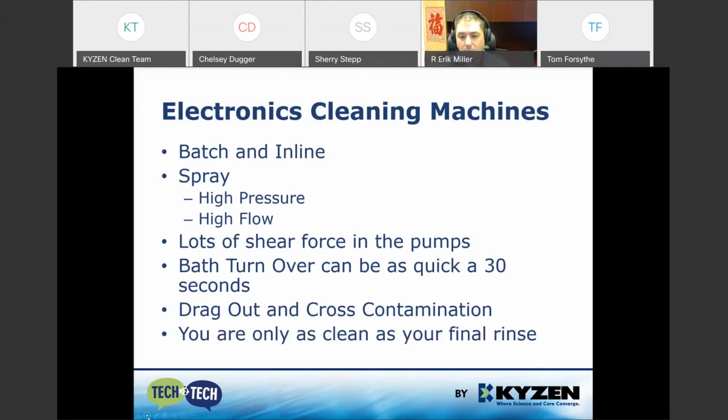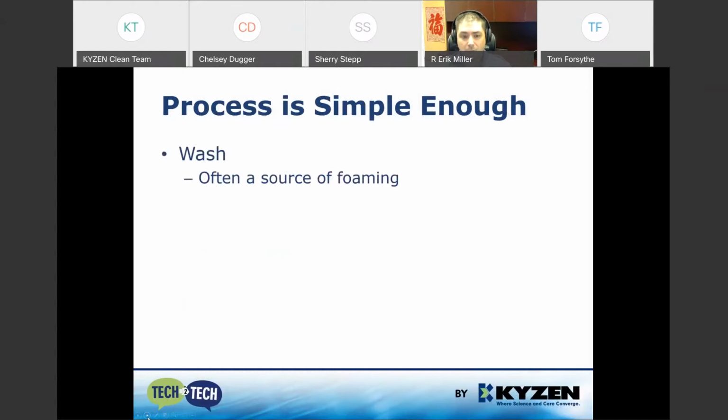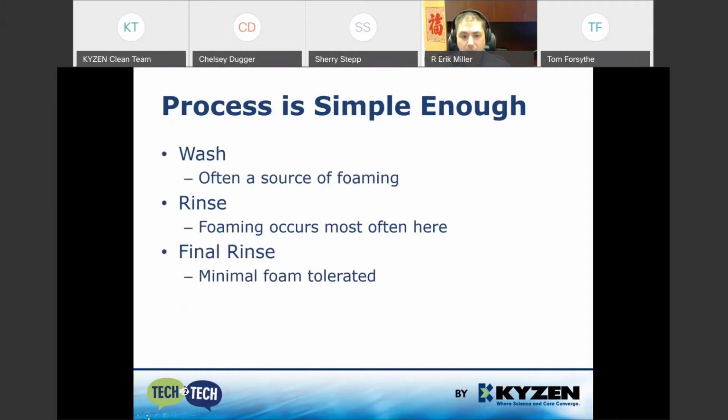And as you've heard in some of our previous tech to tech, you're only as clean as your final rinse. And so this can be an indication of how much foam or cross contamination you're getting as well. So the process is simple enough. We've got a wash, often the source of some foam. We have a rinse, which is where we typically find foam the most often. You have a final rinse where you can really not tolerate very much foam at all. And then the dry, the worst thing that can happen is we could actually dry foam onto the surface of something that we're trying to clean. So the process is quite simple.